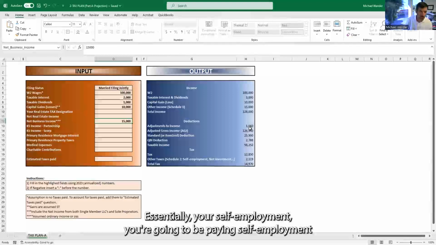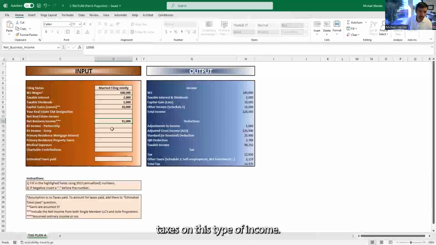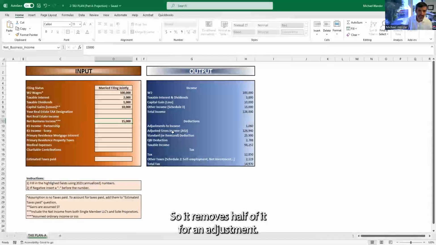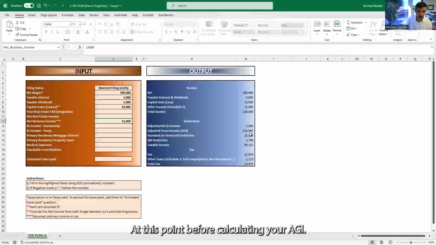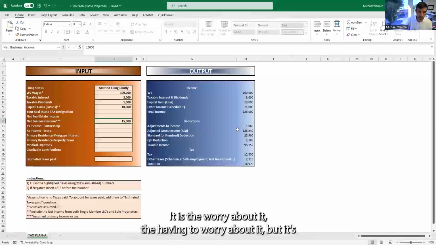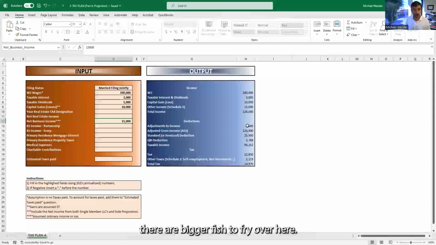Essentially, you're going to be paying self-employment taxes on this type of income. So it removes 1/2 of it for an adjustment at this point before calculating your AGI. Sounds confusing? It is. Don't worry about it, there are bigger fish to fry over here.